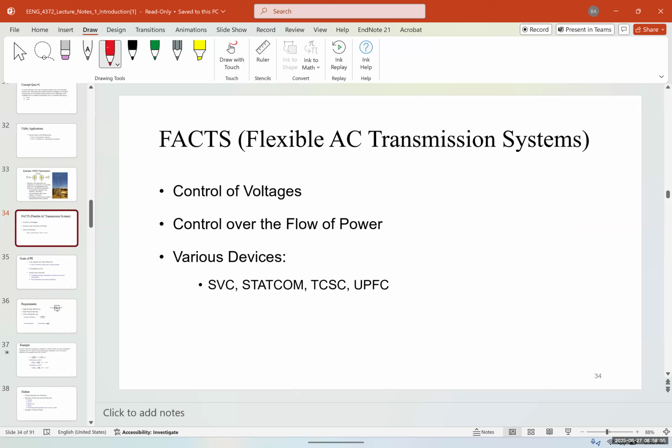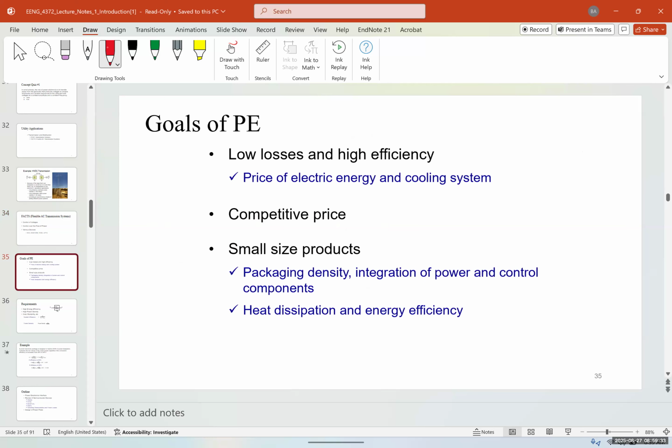So what is FACTS or flexible AC transmission systems? We use them a lot in microgrids and smart grids. We have control of the voltages, we have control over the flow of power, and various devices like the SVC, STATCOM, TSC, CSC, and UPFC. You're going to learn this if you take the elective smart grids with me. I think it's now an upper level graduate class, but you will learn all about these and how we connect and control a smart grid. And all of that is through power electronics.